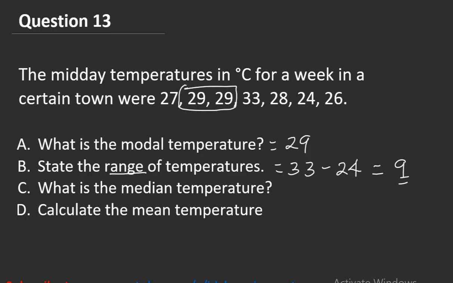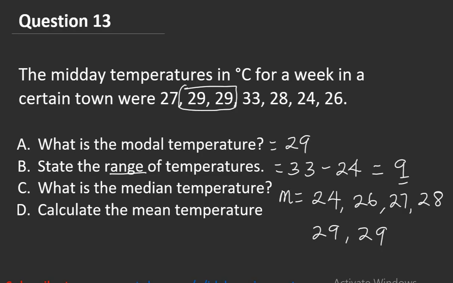Median? Median simply means the middle number, after you must have arranged the set of numbers from the biggest to the smallest or smallest to the biggest. So to get the median, the first thing we need to do is to arrange these numbers from the smallest to the biggest. So from the smallest we have 24, then 26, 27, 28, 29 twice. Now let's locate the middle number.